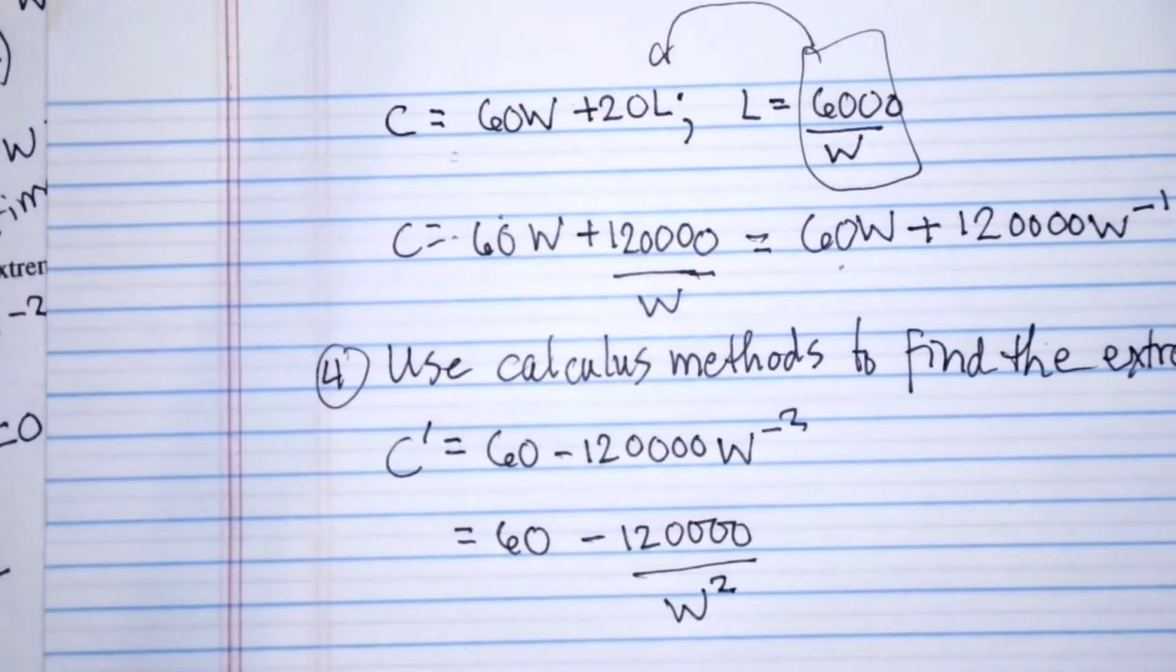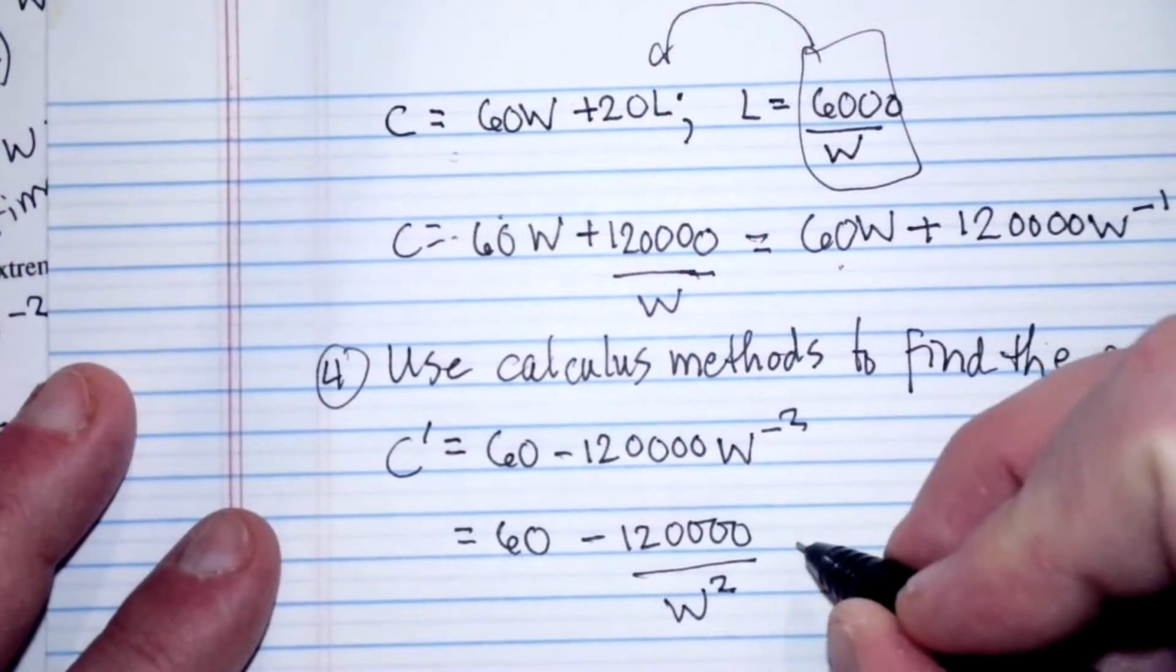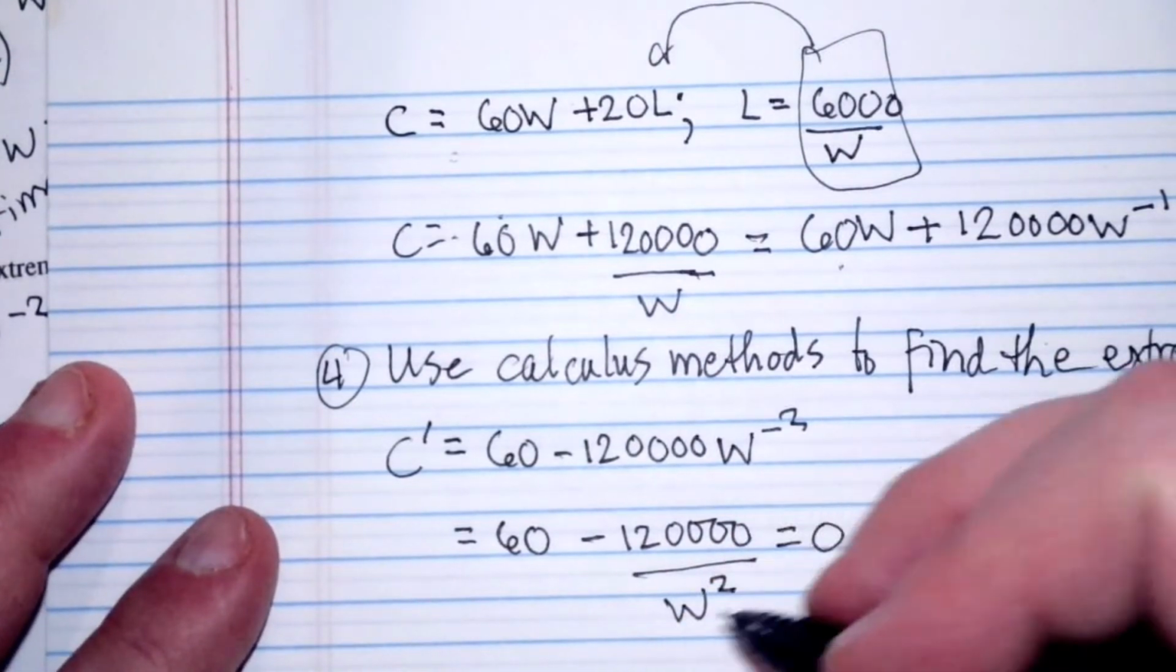So we need to find critical numbers. There are two ways to find critical numbers. We can find where the derivative is undefined. There is such a place at W equals 0, but of course W equals 0 will not give us an area of 6,000 square meters. So we can eliminate that possibility. So the other choice is to set this equal to 0 and solve the resulting equation.